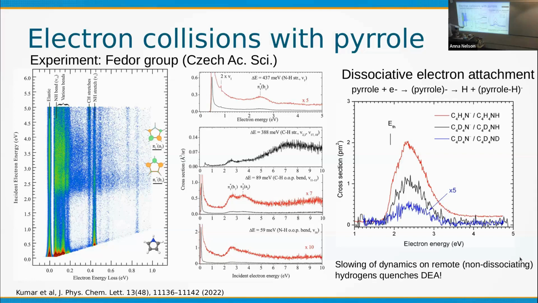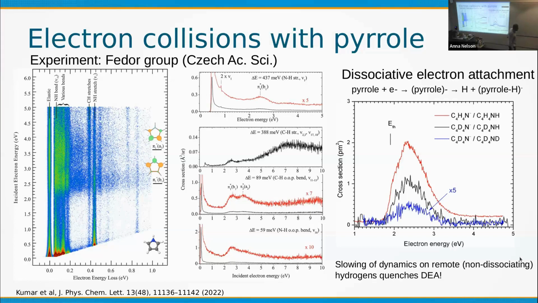And as you fix the energy loss, you can see how the different vibrational modes of the molecule are excited by electron impact. In this case, they show that you have quite a strong excitation of the NH bond stretch by this pi-star resonance, apparently. Then you also have strong excitation of hydrogens which are attached to the ring. And you also have a strong excitation of the NH bending mode that's out of the plane.